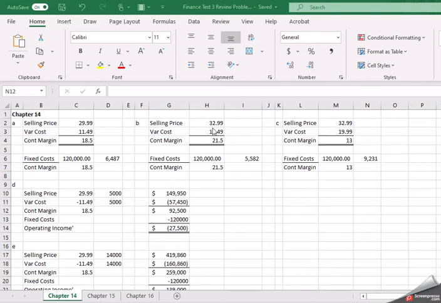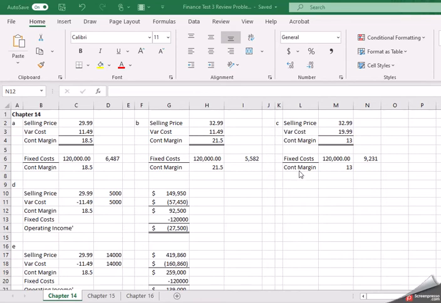Then B says, okay, now what happens if they increase their selling price? Well, if they increase their selling price to $32.99 and their variable costs stay the same, obviously their contribution margin goes up. They make more money per unit. So then now you take their fixed cost of $120,000, divide it by the higher $21.50, means they can sell less shirts and still cover all their costs. And again, I rounded up, so 5,582 shirts.